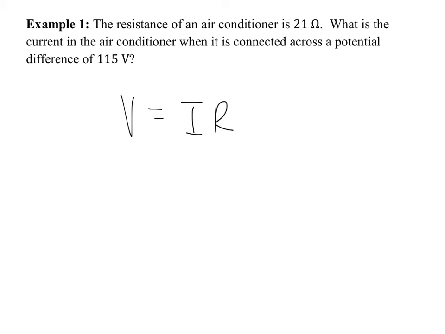So we start with Ohm's law. It says that the resistance of an air conditioner is 21 ohms. So there's a resistance right away. What is the current?